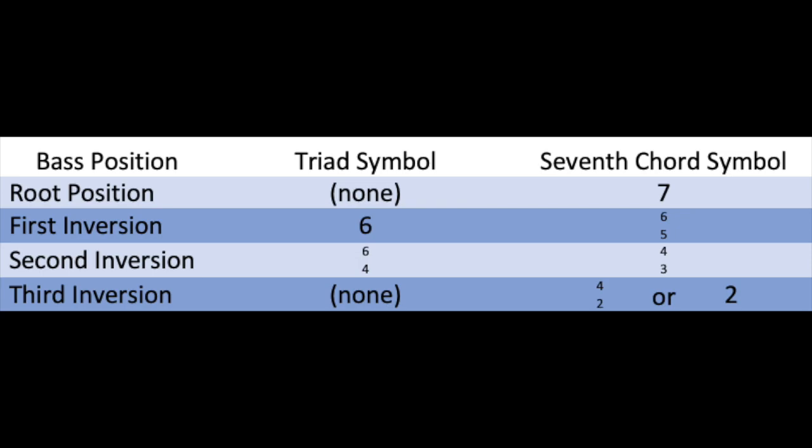Don't worry too much about Roman numerals right now. We'll talk about those in the future. Notice that when a seventh chord is inverted, the 7 is replaced by the appropriate inversion symbol. So 7 is replaced by 6-5 or 4-3 or 4-2.